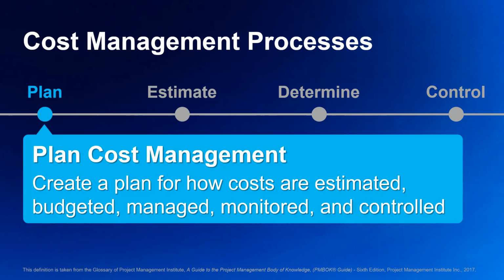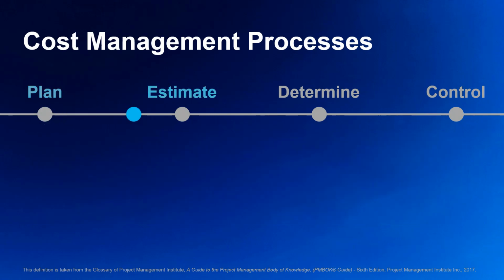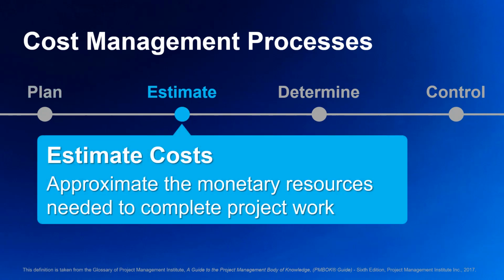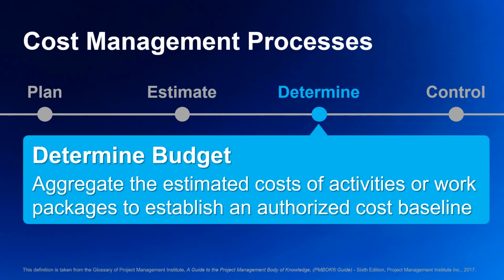So after we have a plan and a bunch of data from other knowledge areas, we need to estimate the costs of the activities, resources, and such. This is done in the estimate cost process. It's defined as the process of developing an approximation of the monetary resources needed to complete project work. It directly feeds and is often confused with the next process, which will help us in determining the budget.